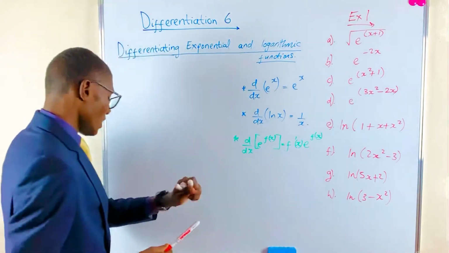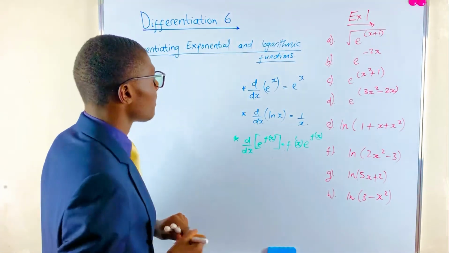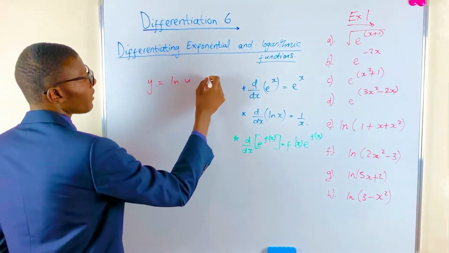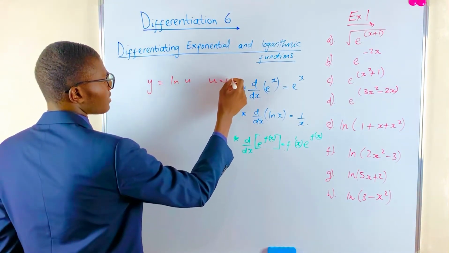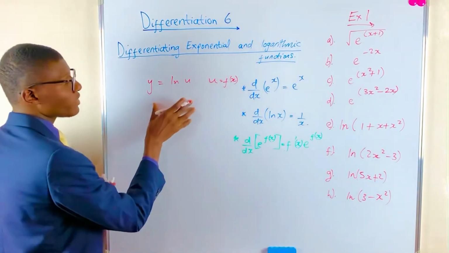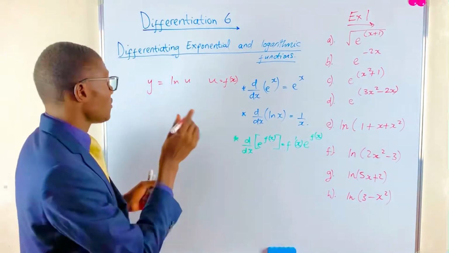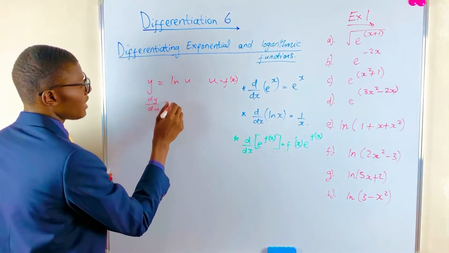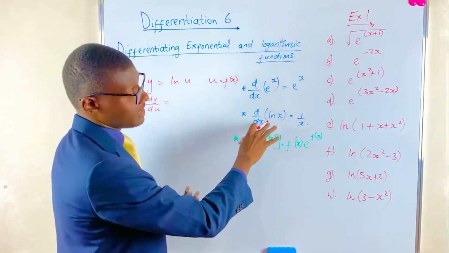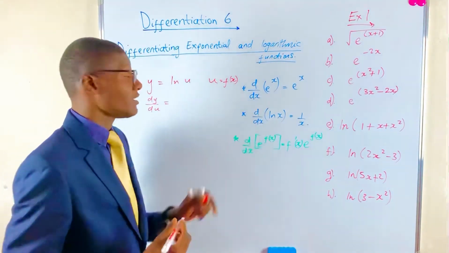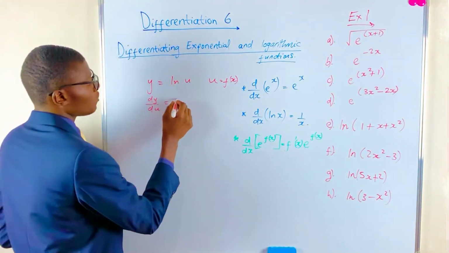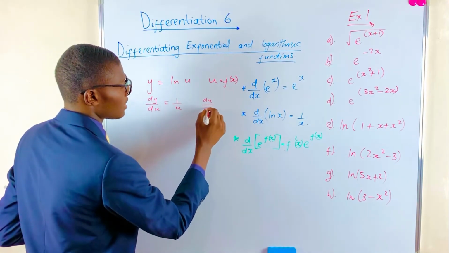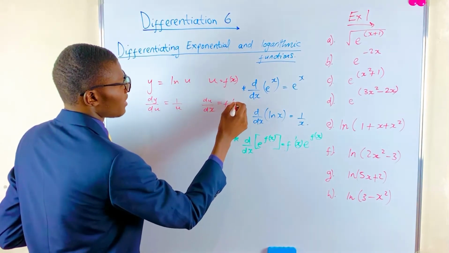Okay, so now for differentiating logarithmic functions, we are saying that for a function y is equal to ln u, whereby u is a function of f of x. Right, we know that we can find dy by dx using the chain rule. First we find dy by du, but we said d by dx of ln x will simply give us 1 over x, so dy by du will be 1 over u. Then we find du by dx, which would be f prime x.